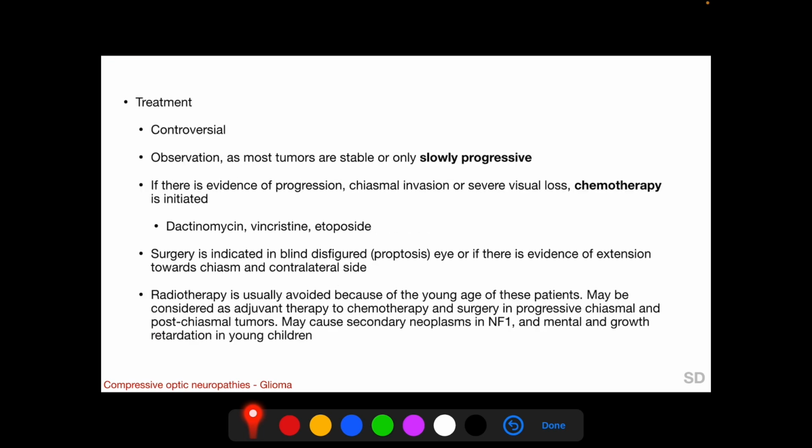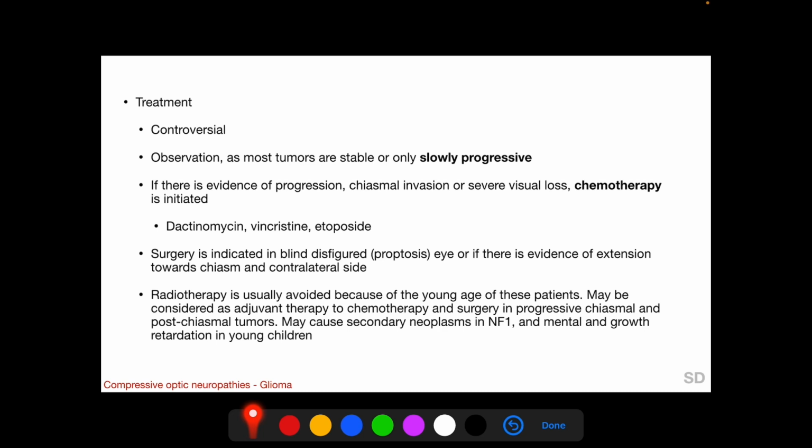Treatment of OPGs is controversial. Observation is instituted under most circumstances as most tumors are stable or only slowly progressive. So like meningiomas, they are slowly progressive. If there is evidence of progression, chiasmal invasion or severe visual loss, chemotherapy is initiated.